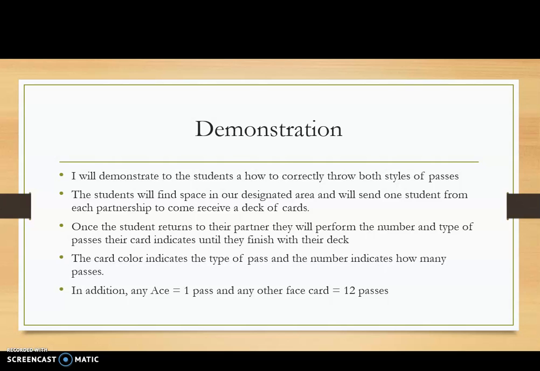The card color will indicate the type of pass, and the number indicates how many passes. In addition to all of those rules, any ace, whether it's a red ace or a black ace, will equal only one pass. Any other face card, king, queen, and jacks, will equal 12 passes. A 10 will equal 10 only.